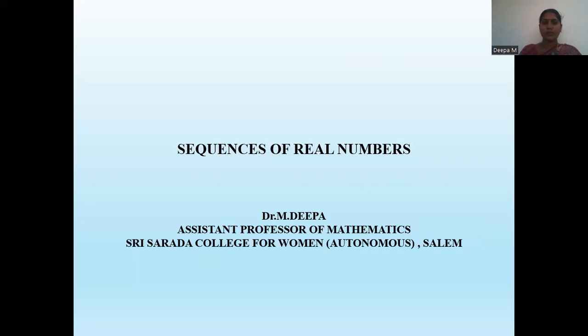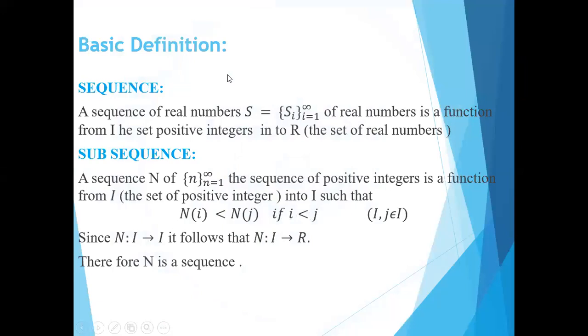I will talk about the topic: sequence of real numbers. Basic definitions. Sequence. A sequence of real numbers is the set {S_n}, n equal to 1 to infinity, of real numbers. It is a function from I, the set of positive integers, into R.